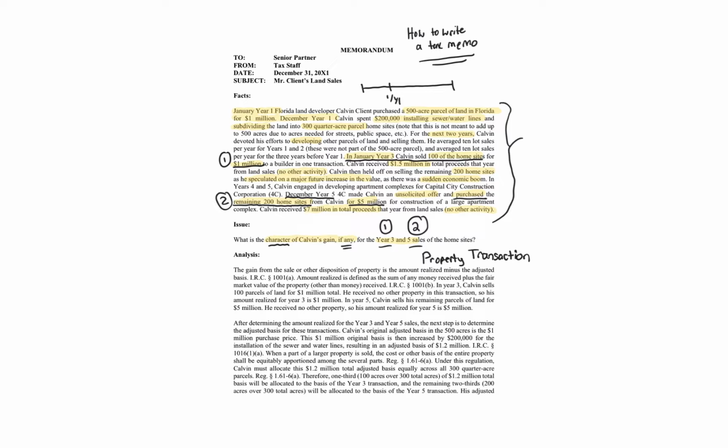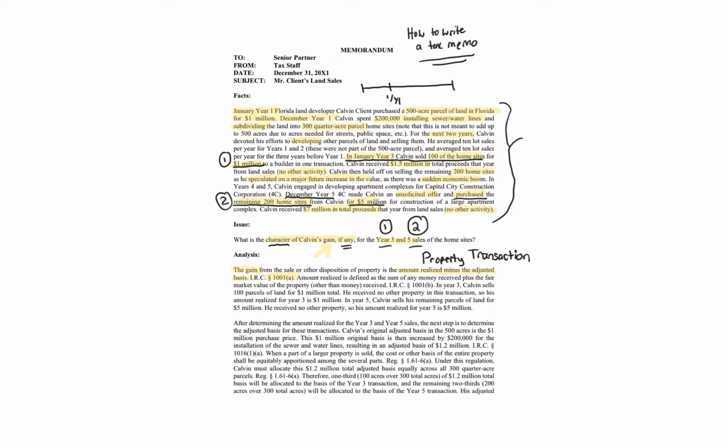Now, the first property transaction rule you always consider is section 1001, and that is the realized gain calculation. So the gain or loss, but here we're asked only about the gain, so I put gain. The gain from the sale or other disposition of property is the amount realized minus the adjusted basis.